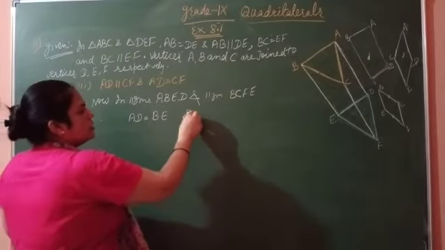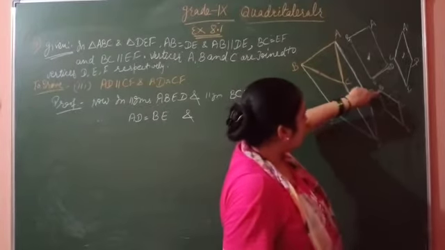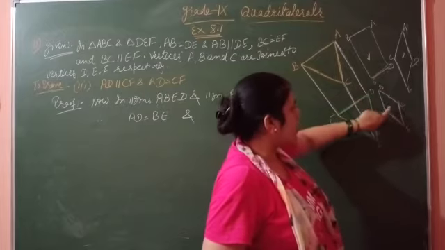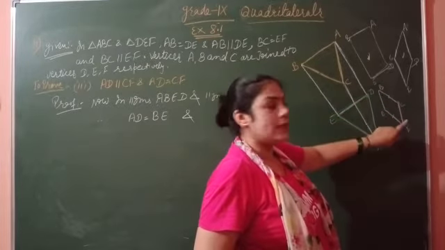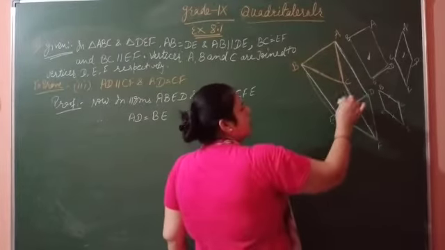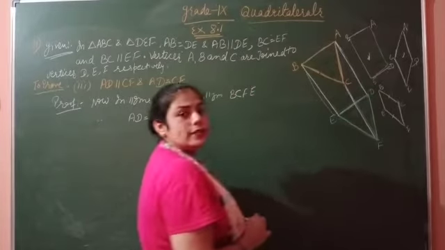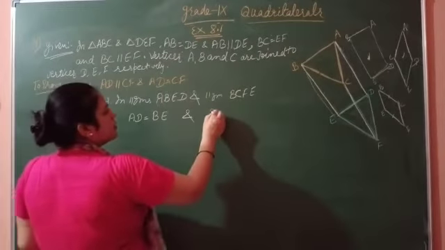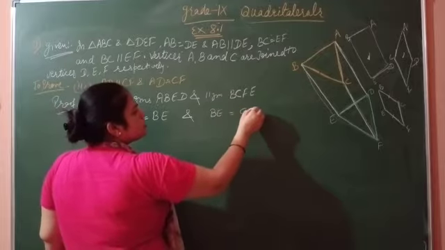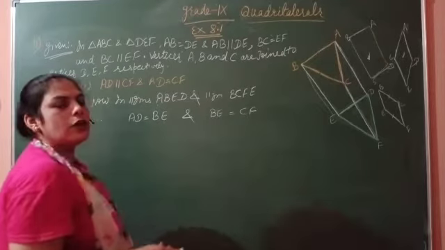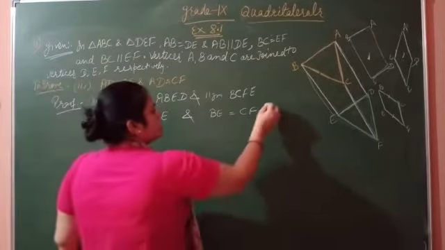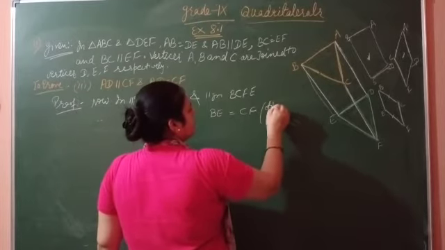And in the second parallelogram, what comes? Side BE comes. This is equal to its opposite side, which is CF. The opposite of BE is CF, and BE is equal to CF. These are parallelograms, so opposite sides are equal.